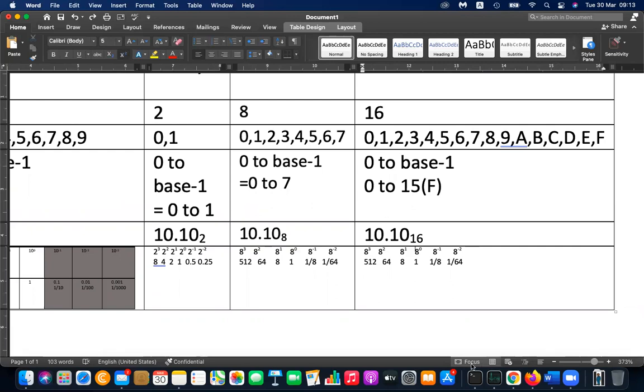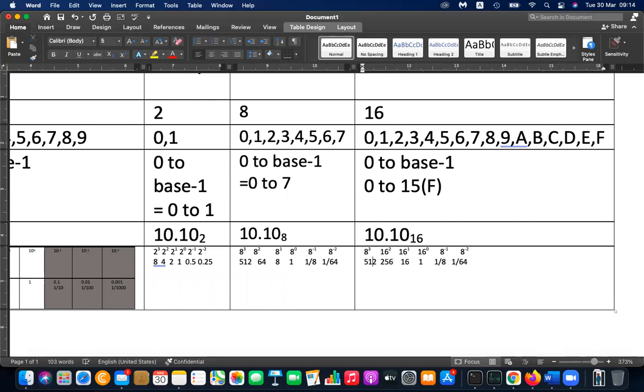16 to the power 0. What is the value? 1. 16 to the power 0 is 1. 16 to the power 1 is 16. And what about 16 to the power 2? 256. It is 16 by 16, which is 256.